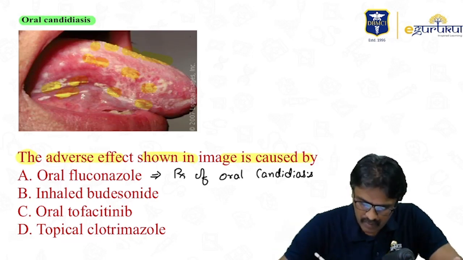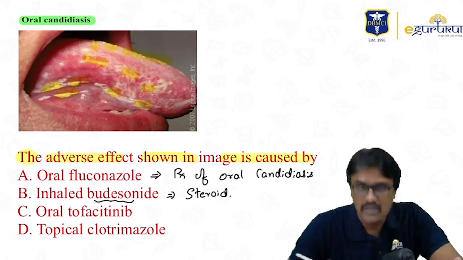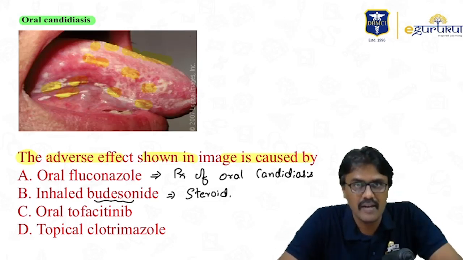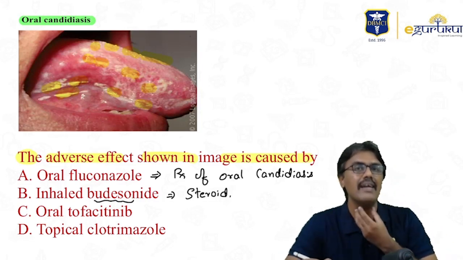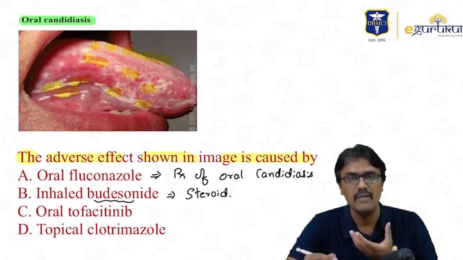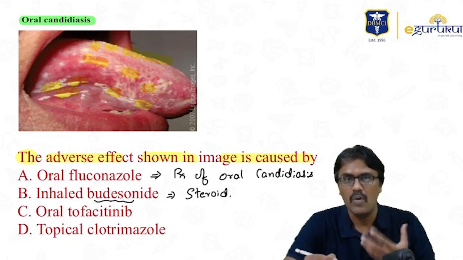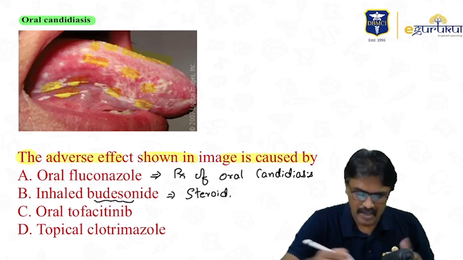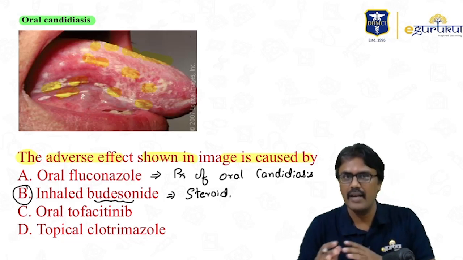Now what about inhaled budesonide? Inhaled budesonide is a steroid which is prescribed for COVID-19 at 800 microgram BD dosage. When the patient is inhaling through the mouth, and it gets deposited in the oropharynx, what happens in the long term? Immune suppression occurs, and candidiasis can occur in the oropharynx. That is the culprit. That is option B, which is going to cause oral candidiasis.